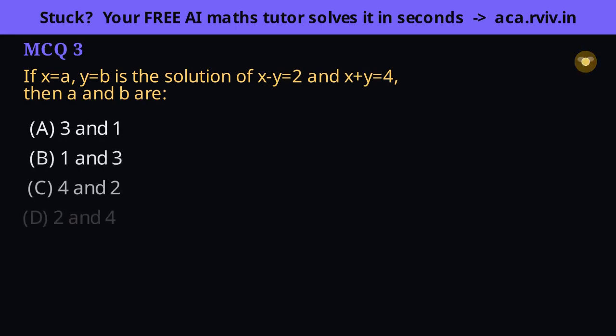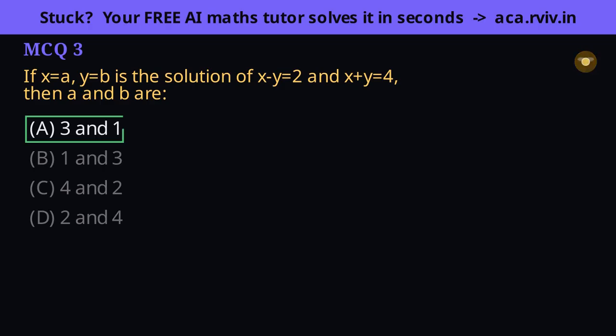Consider the 4 options. Add the equations, the y terms cancel, leaving 2x equals 6, so x is 3. Put x equals 3 into x plus y equals 4 to get y equals 1. Since A is x and B is y, A equals 3 and B equals 1. Watch the order. Option 2, 1 and 3, is the same numbers swapped, the classic trap for anyone who mislabels which is A and which is B. Always match A to x and B to y.